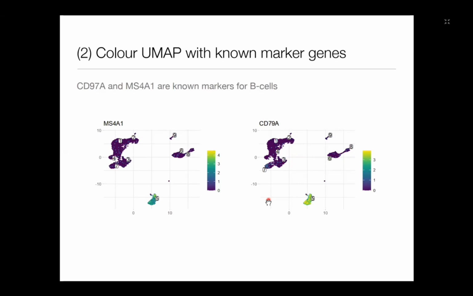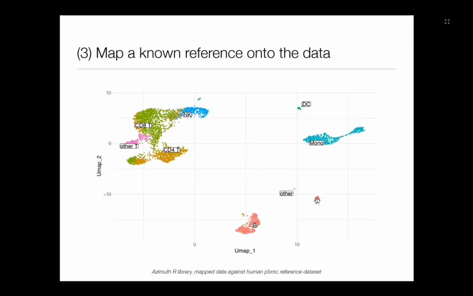Then I went to Google and said, okay, give me B cell marker genes, and got these 2 out. So I visualized them on the UMAP. And again, you see cluster 5 is higher expressed than in the other clusters. And the third option that I told you is to map a known reference onto the data. And I used Azimuth in R here. And basically, again, I get a prediction that these cells in cluster 5 are B cells. So we have 3 ways of looking at the data. And in this case, all 3 ways suggest that we have B cells over here.